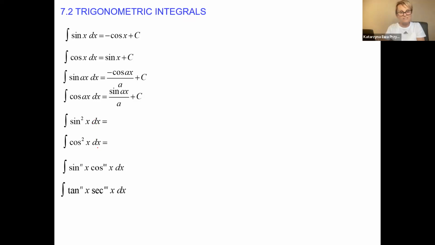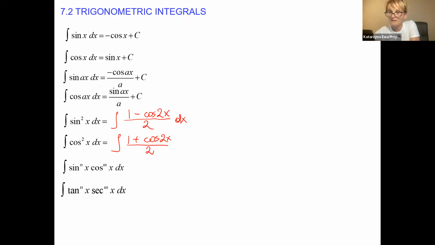Sine square of x and cosine square of x, who can remind us? It's also the formula from pre-calc, but maybe that was the information that we will use. What we will use? We will use the half angle formula. 1 minus cosine of the double x over 2, and 1 plus also cosine.